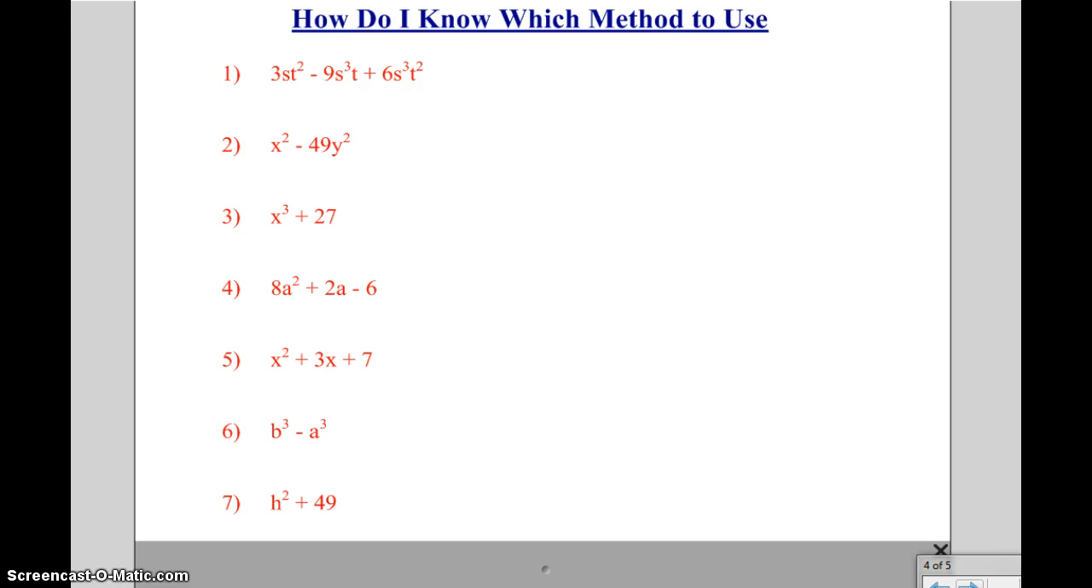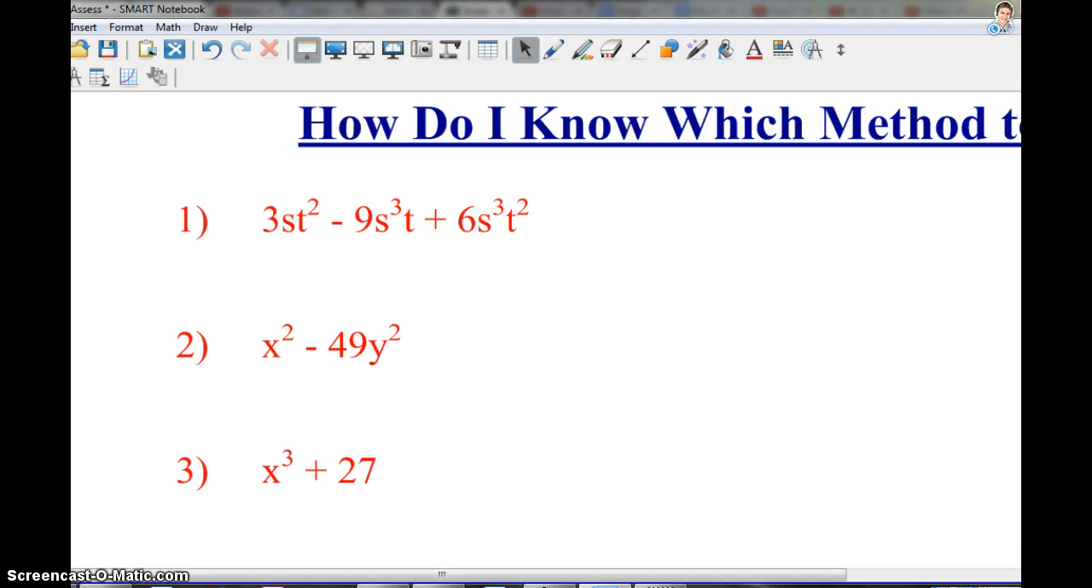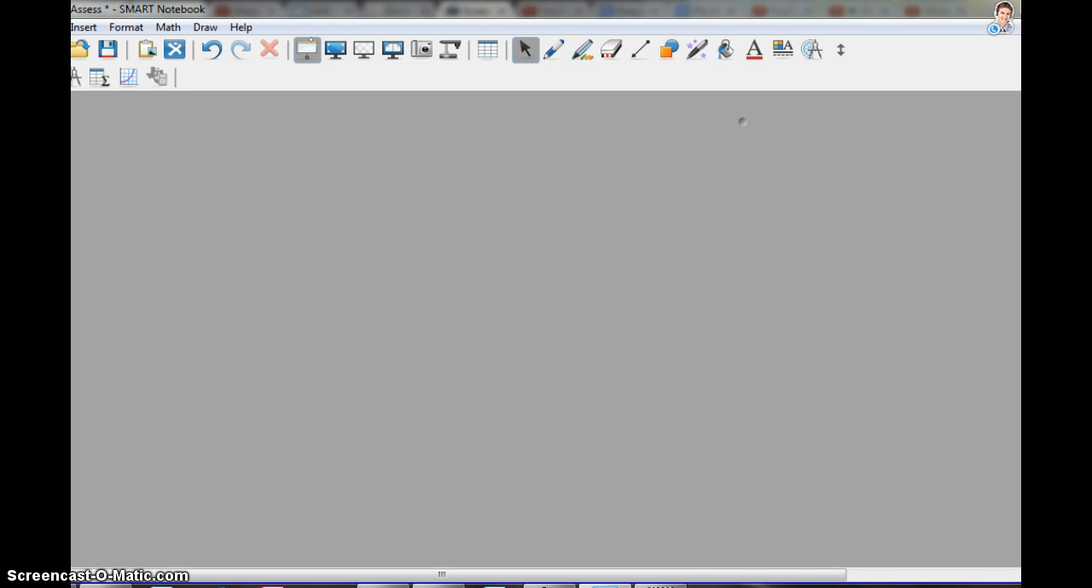I am going to look, let me get my screen here. That is easier to use now.